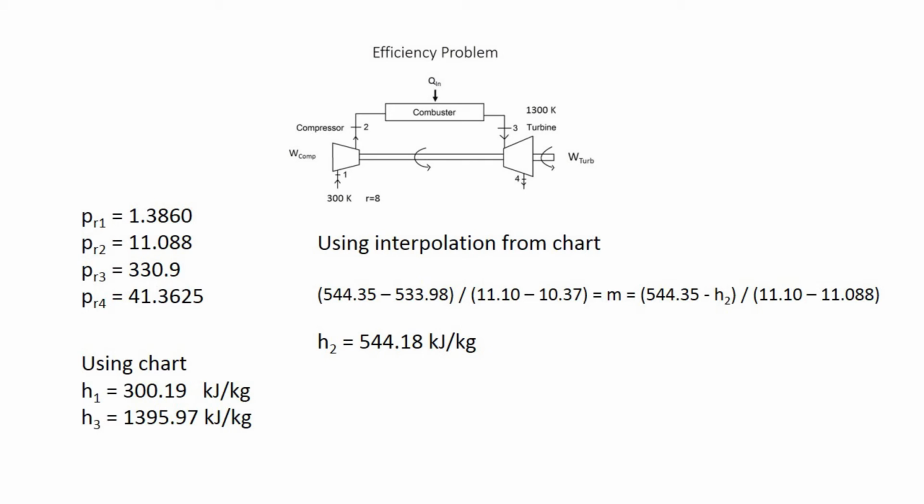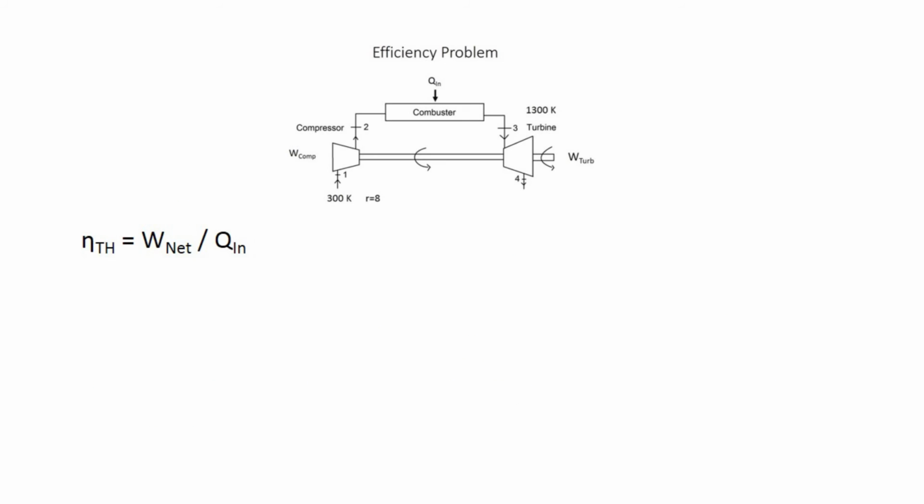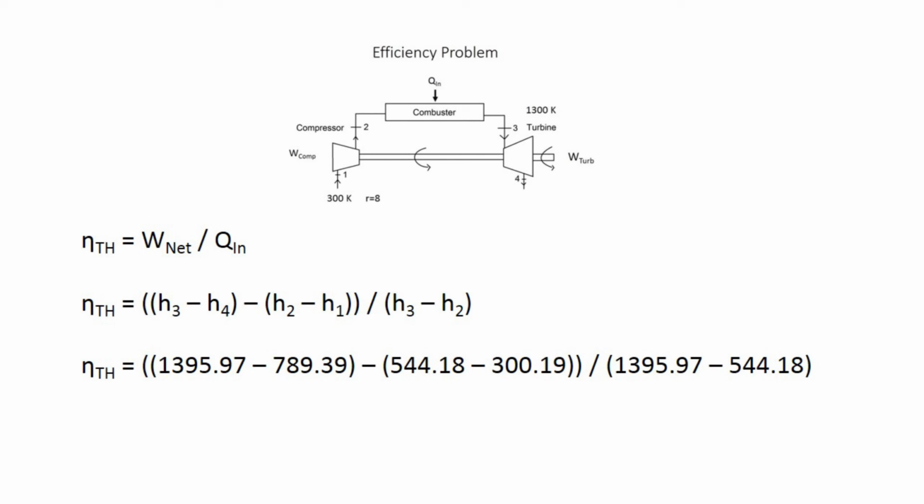Using the formula for slope of a line between 2 points and our given relative pressure values, we are able to calculate the enthalpy for point 2, 544.18 kilojoules per kilogram, and point 4, 789.39 kilojoules per kilogram. Now substituting our enthalpy values into the equation we derived earlier for thermal efficiency, we can calculate the efficiency of the gas turbine to be 42.6%.